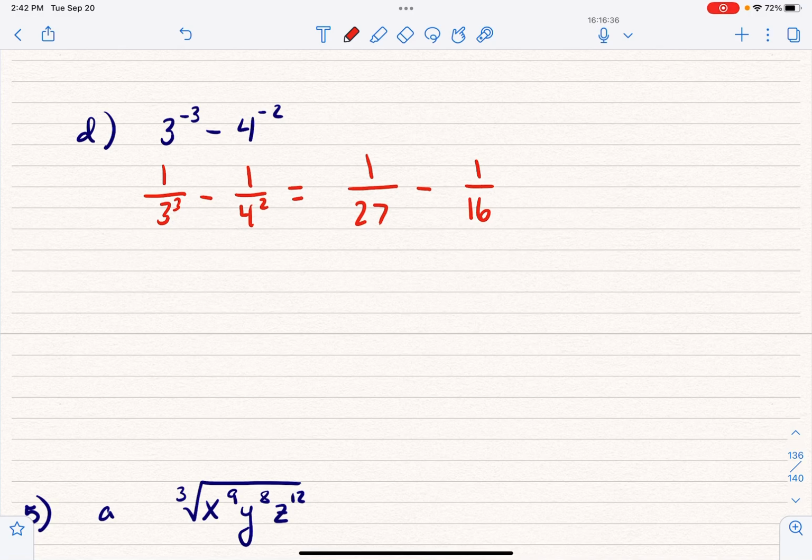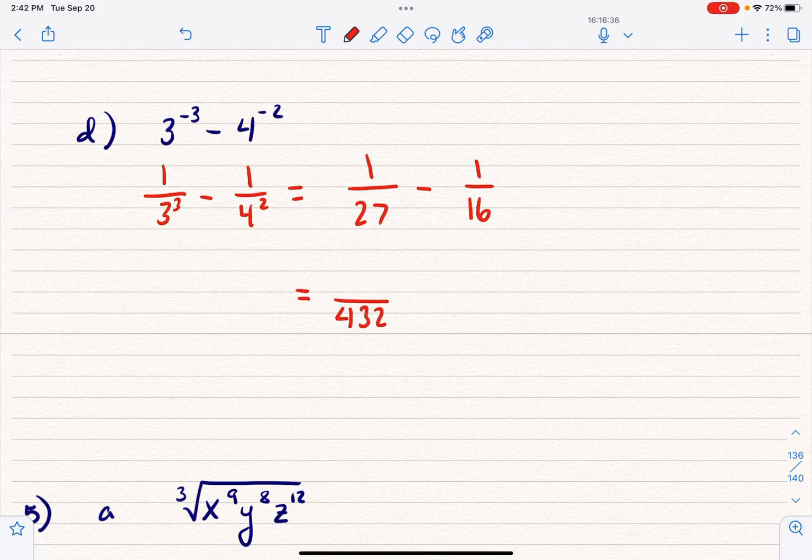So I have to find a common denominator. The common denominator between these two is 27 times 16. Golly, what is that? That's 270, 390, 432. Okay, so this is 432.